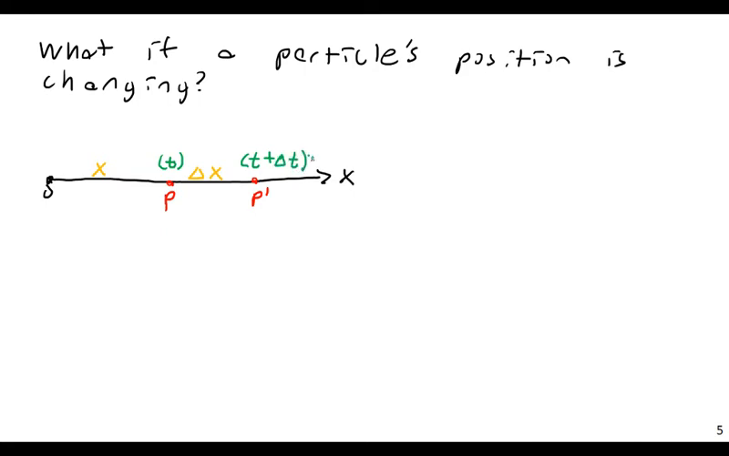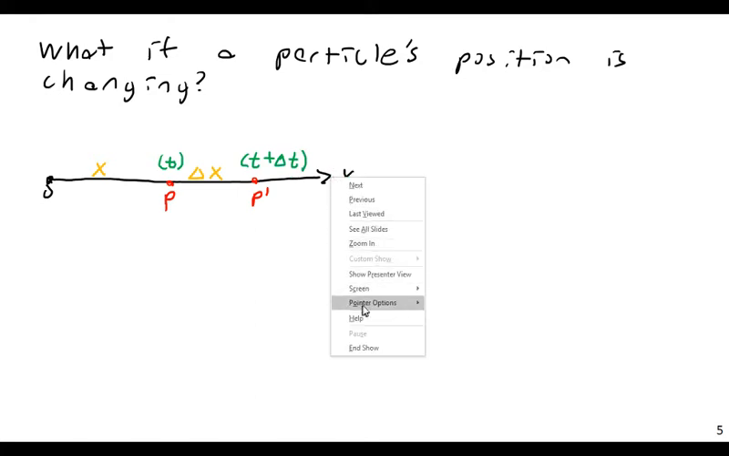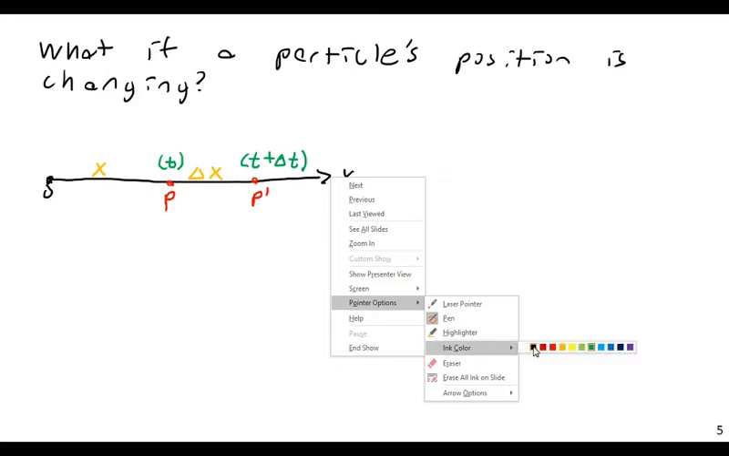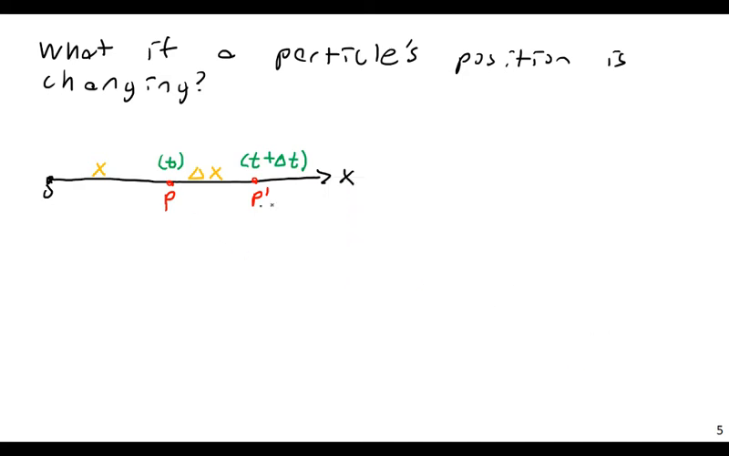And so this thing is going to have an average velocity. The average velocity of this particle is going to be expressed as follows. Average velocity.